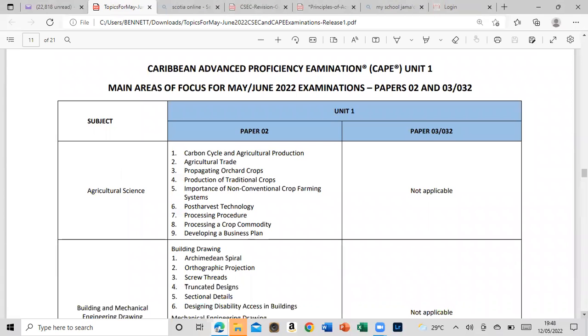All right, the Caribbean Advanced Proficiency Examination, which is CAPE, and we're going to look at agricultural science. So carbon cycle and agricultural production. 2, agricultural trade. 3, propagating orchard crops. 4, production of traditional crops. 5, importance of non-conventional crop farming systems. And then you have post-harvest technology, processing procedures, processing a crop commodity, and then developing a business plan. And that is not applicable.